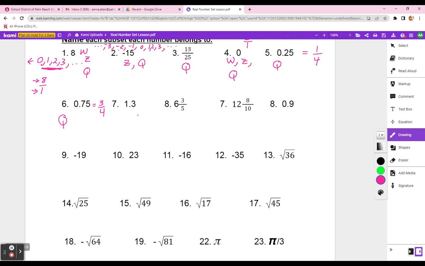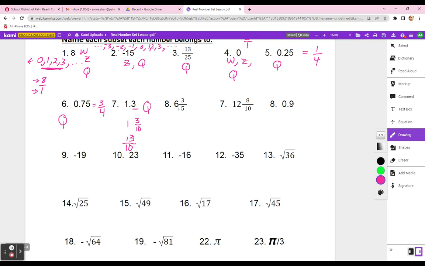All right, 1.3 is certainly not an integer because it has this decimal part right here. But 1.3 is the same thing as 1 and 3/10, which gives us a mixed number, but this mixed number can be turned into an improper fraction. 10 times 1 is 10 plus 3, so that's the same thing as 13 over 10, where a is an integer, b is an integer, so this is rational.